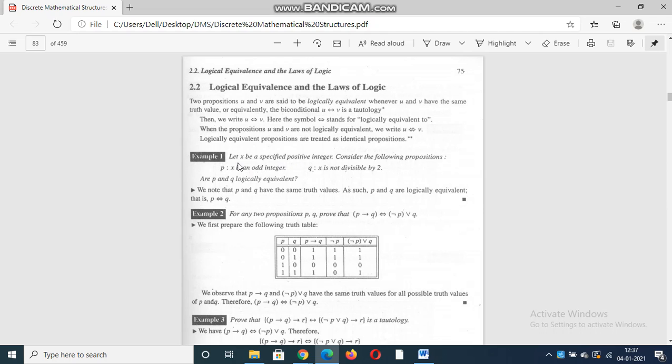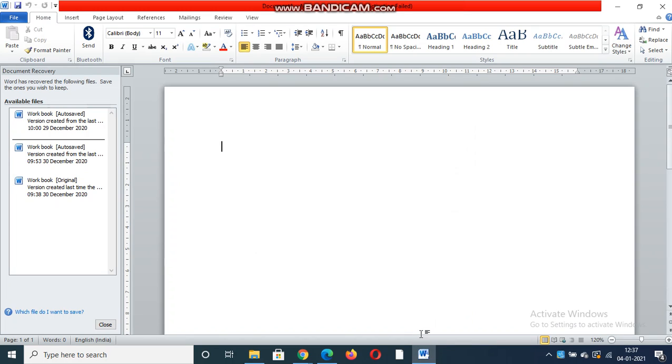Consider this example. Let X be a specified positive integer. Consider the following propositions. In the given example, P is X is an odd integer, and Q is X is not divisible by 2. He is asking whether P and Q are logically equivalent or not. Observe that P is an odd number, meaning 1, 3, 5, 7, 9. That's why we call it an odd number. Correct, right?